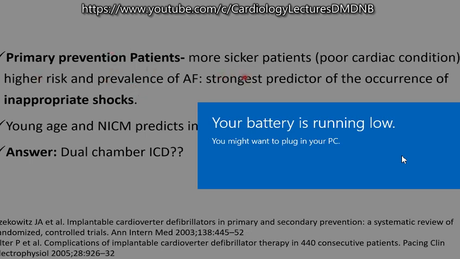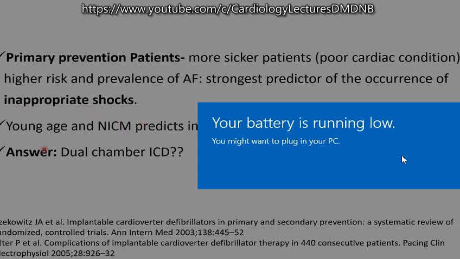They are sicker patients. They have more LA enlargement. They have more chances of atrial fibrillation. That's why there are more chances of inappropriate shocks. Whereas in younger patients, where we give the device for channelopathies or for non-ischemic cardiomyopathies, the cause of inappropriate shocks is usually sinus tachycardia because they are doing normal activities, running around. So the sinus rate goes up to 160, 180. So sinus tachycardia is one of the reasons for younger patients.